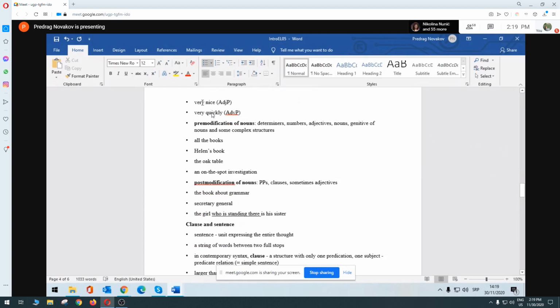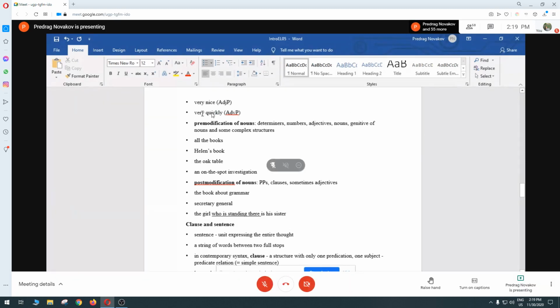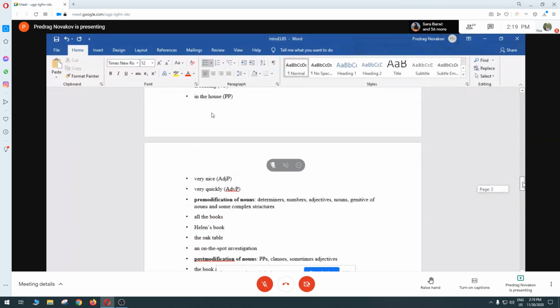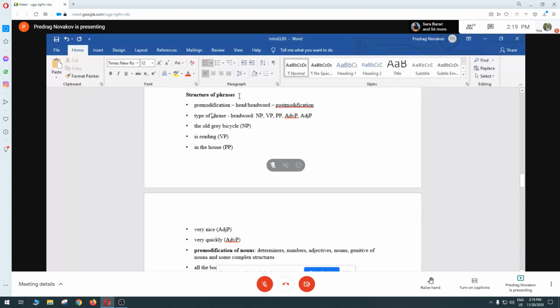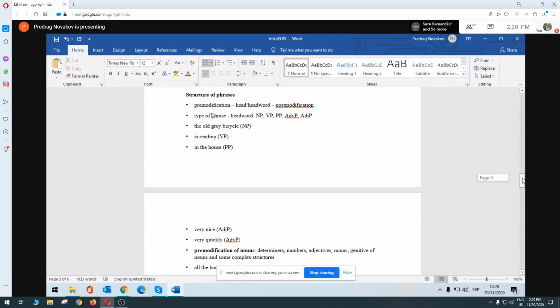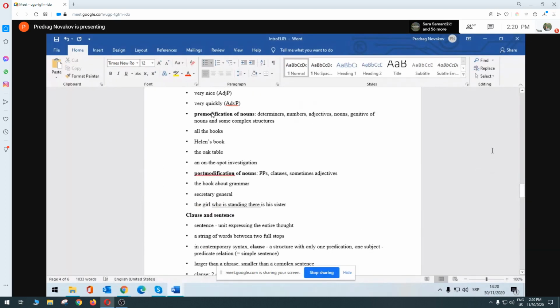You added modification in front. Or adverbial phrase, quickly. Quickly is clearly an adverbial with ly. And we added some modification like very quickly. Okay, so this is the structure of phrases: pre-modification, head word, post-modification. Okay, and the head word determines the type of a phrase. Okay, now let's focus on the noun phrases. Pre-modification and post-modification in noun phrases, to illustrate this.